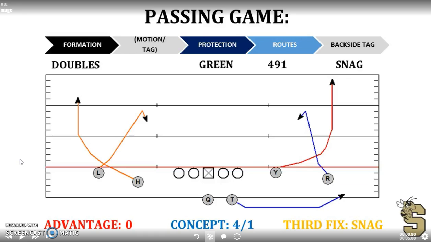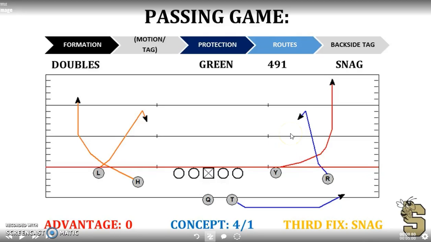491 really is similar to 471, except we've changed the angle of the approach route when we run our traditional snag at 471. Here, instead of running a 7 route as our advantage, we are going to use our 9 route from an inside receiver, which is a wheel route. We are going to use that as our advantage route.